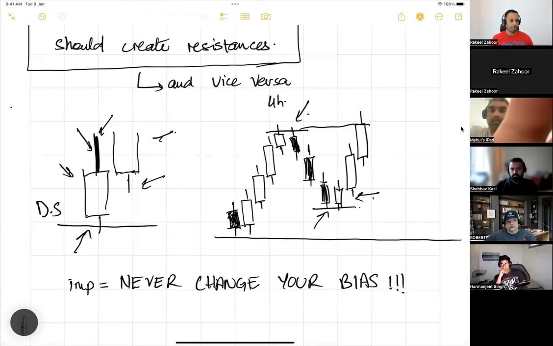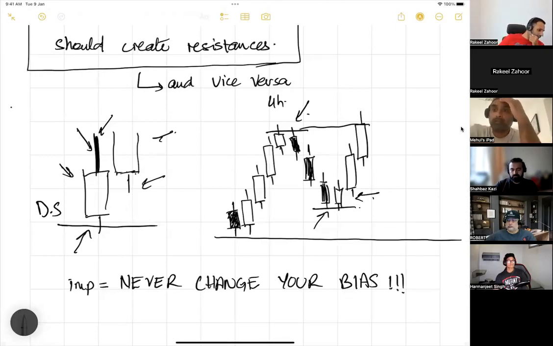You're just waiting for support to form. A support is formed when you have a bullish candle closing after a bearish candle. A resistance is formed when you have a bearish candle closing after a bullish candle.